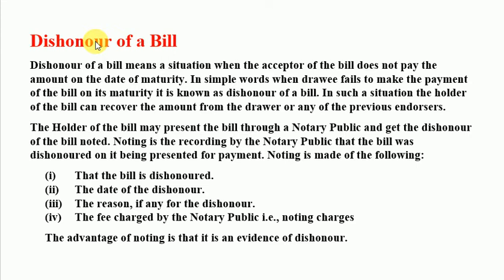So let us see what it says. Dishonor of a bill means a situation when the acceptor, that is the drawee of the bill, does not pay the amount on date of maturity. In simple words, when the drawee fails to make the payment of the bill on its maturity, it is known as dishonor of a bill. In such a situation, the holder of the bill can recover the amount from the drawer or any of the previous endorsers.